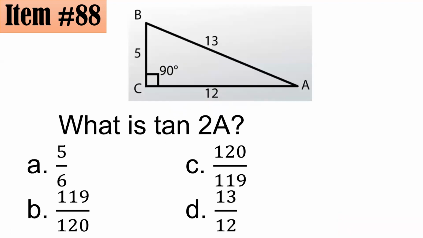Galing! 88. Okay, trigo na po tayo. Tingnan niyo po yung triangle na to. What is tangent 2A? Is it 5, 6, 119 over 120, 120 over 119, or 13 over 12? Okay, letter C daw, 120 over 119.